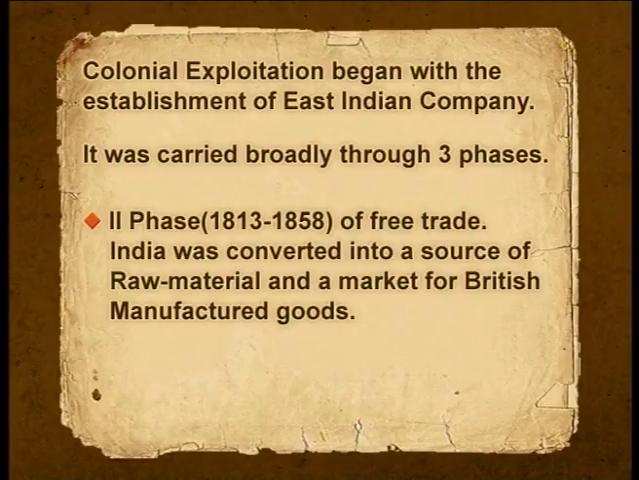The second phase was 1813 to 1858. It was free trade. India was converted into a source of raw materials and a market for British manufactured goods. This was highly beneficial to the British economy because, as a colony supplying raw materials, India's raw materials were taken to produce goods and sell them back to the Indian market, which was a big market.